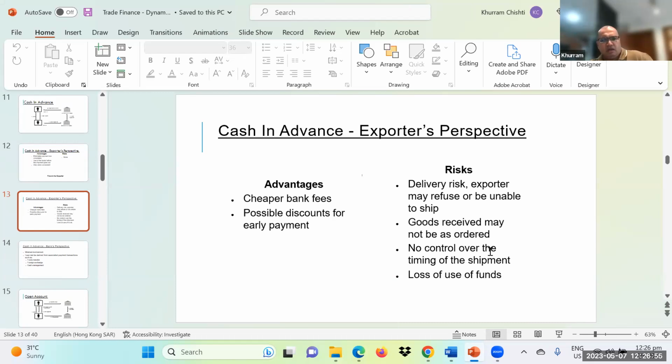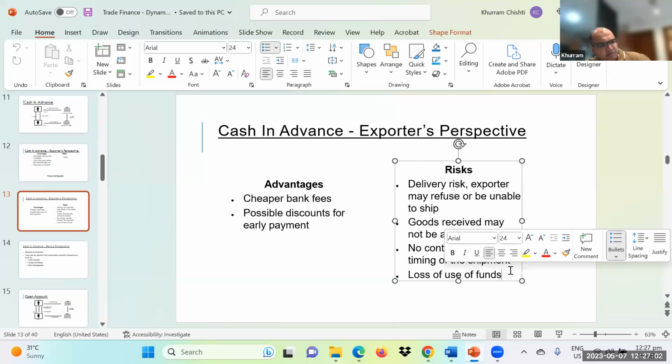Or there could be the fact that there is no timing per se, and loss of use of funds. Since he has given me his cash in advance, until such time that he gets his rice, Almaya Supermarket sells it and gets the money, they'll be without money, or they have to arrange financing or use their own funds. The funds, they have already given everything to me.